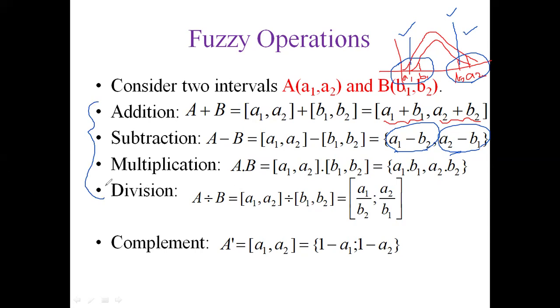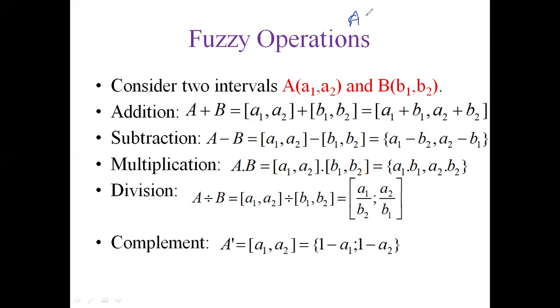Suppose we want to look at this numerically. Let us assume capital A equals 0.1 and 0.2. So A1's value is 0.1, A2's value is 0.2. Similarly, B's value I am taking as 0.3 and 0.4. That is, B1's value is 0.3 and B2's value is 0.4. So how will the addition process come? Addition will be A1 plus B1, 0.1 plus 0.3, which equals 0.4. Here A2 plus B2 is 0.2 plus 0.4, which is 0.6.